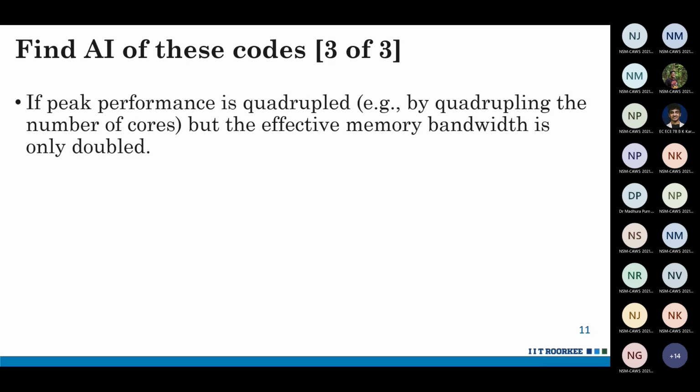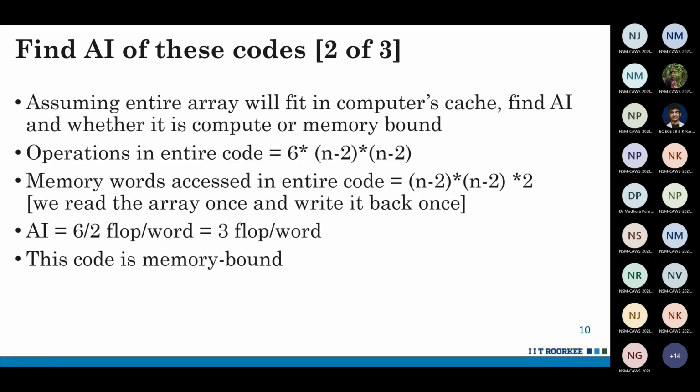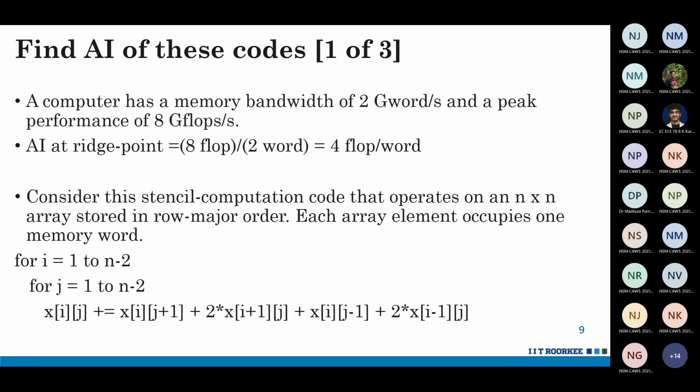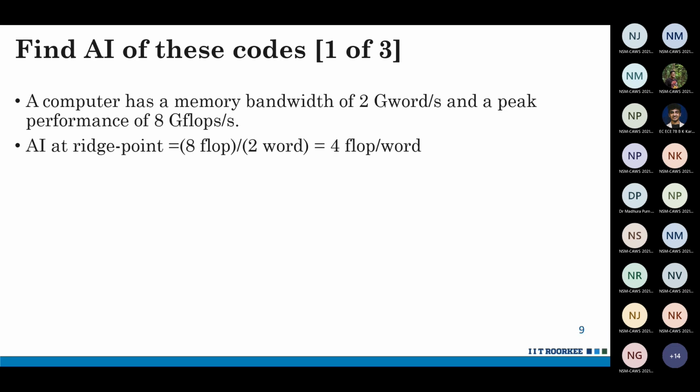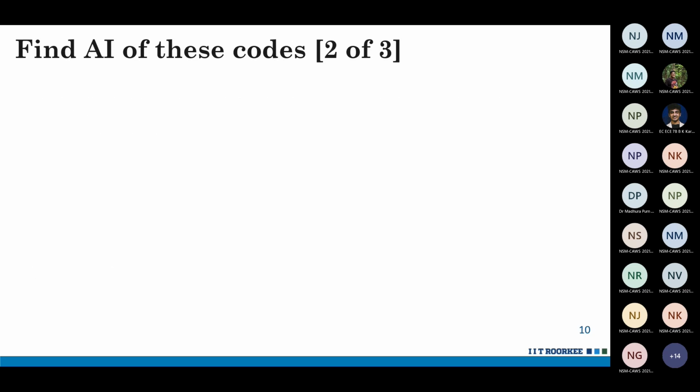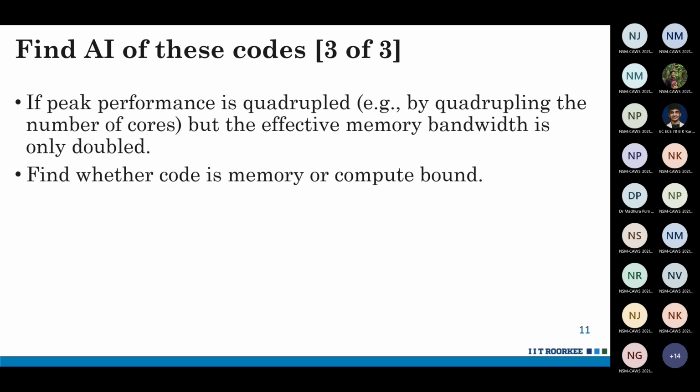Now suppose the peak performance is quadrupled and the effective memory bandwidth is doubled. What is the case they are asking? So if peak performance is quadrupled, we have peak performance of 8 gigaflops per second, that is quadrupled to 32 gigaflops per second, and memory bandwidth is 4 gigawords per second. So then AI at the ridge point we will have 32 by 4, that is 8 flops per word. So 3 is again smaller than 8, so the code is still in the memory bound region.